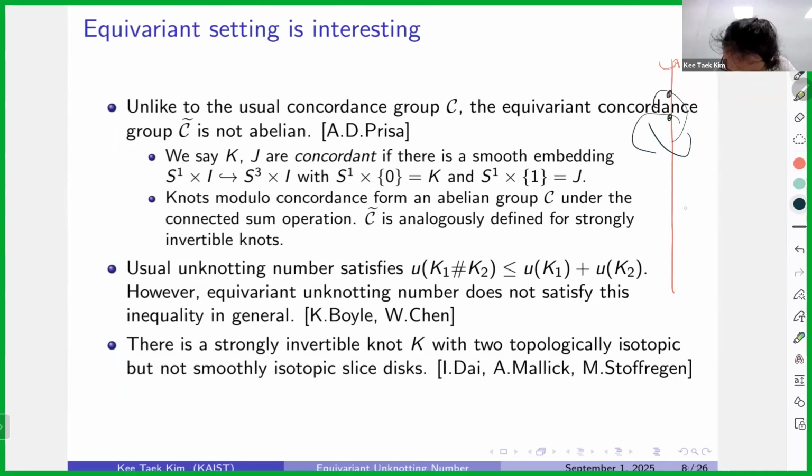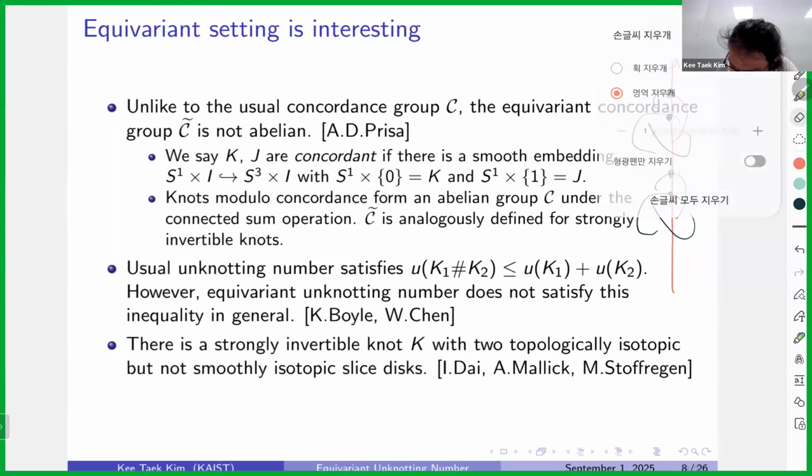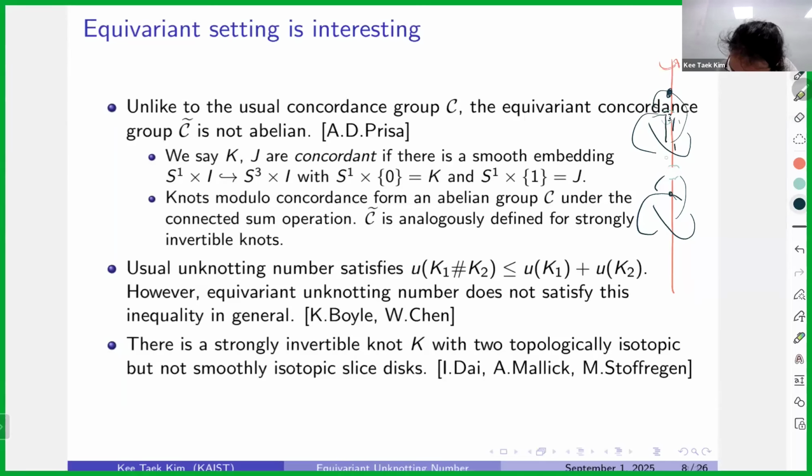Oh, I get into the... but then as I said before, we have two fixed points for each knot, and we need to choose one fixed point for each knot, and then we can connect them in this way. So it becomes a connected sum of the given two strongly invertible knots. Okay, yeah, thanks for the question.